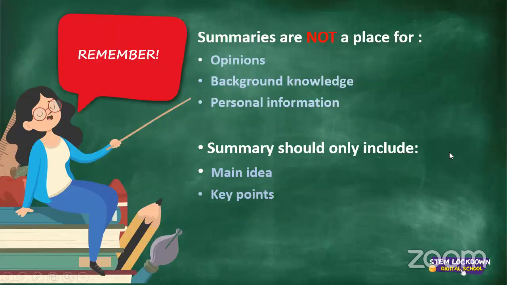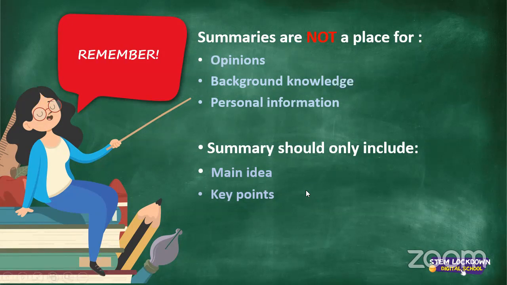All right, so it's very important for you to remember that summaries are not a place for your opinions, background knowledge, or personal information, okay? Summaries should only include the main idea and the key points, okay? The main idea is what the text is about, and the key points are arguments or information that is used to support the main idea. So your summary should only include the main ideas and key points and not supporting details, okay?